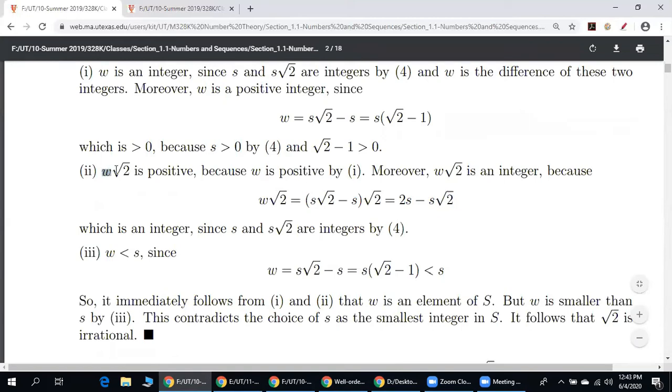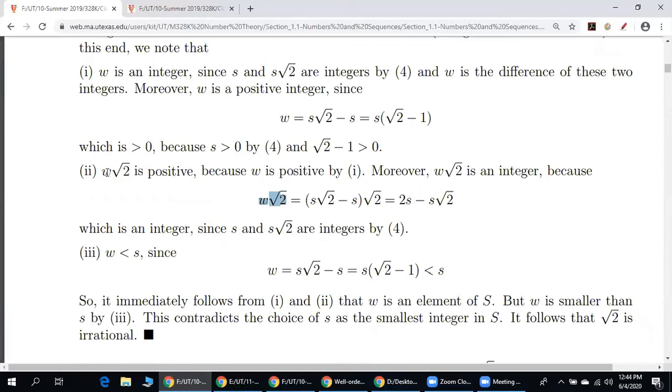So, W times square root of 2 is positive. W times square root of 2 is an integer. Conclusion, W times square root of 2 is a positive integer. Lastly, in 3, we show that W is lesser than s. Here's why. According to what is written here, W is s square root of 2 minus s. Factor out s. Since square root of 2 minus 1 is lesser than 1, s times square root of 2 minus 1 is lesser than s.